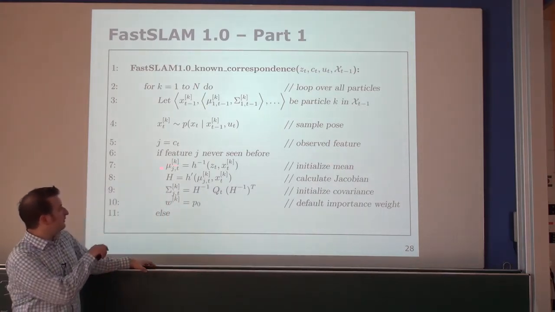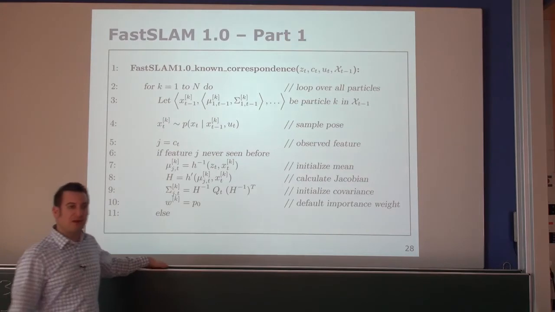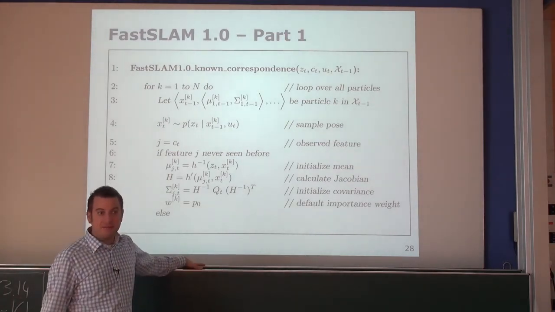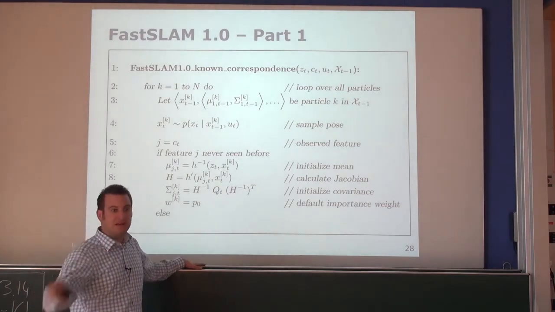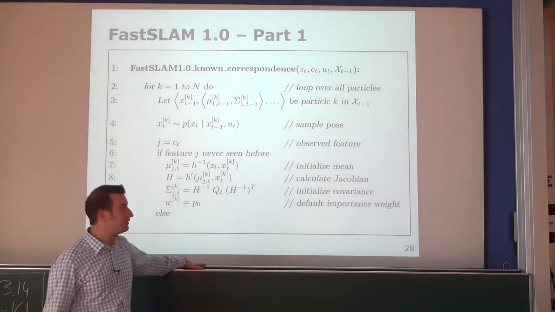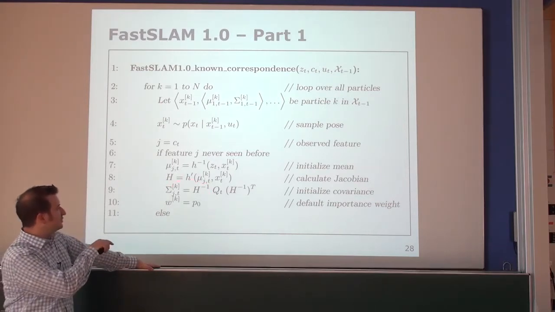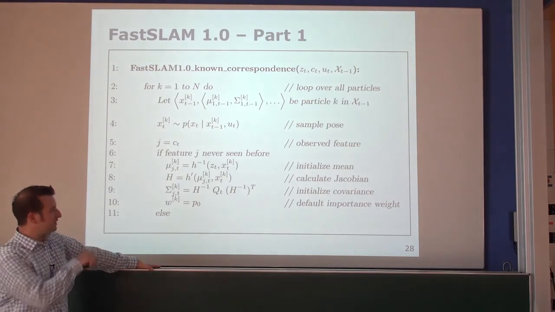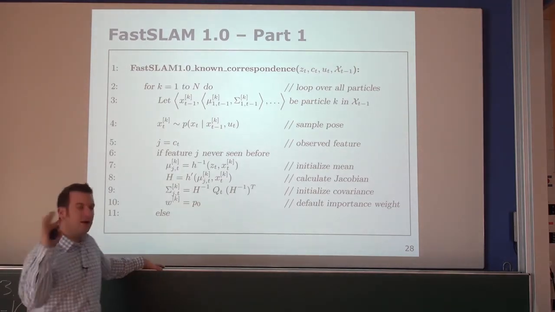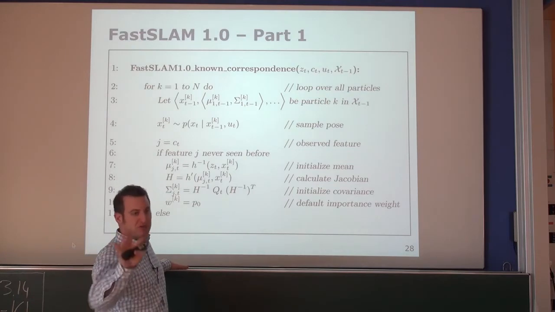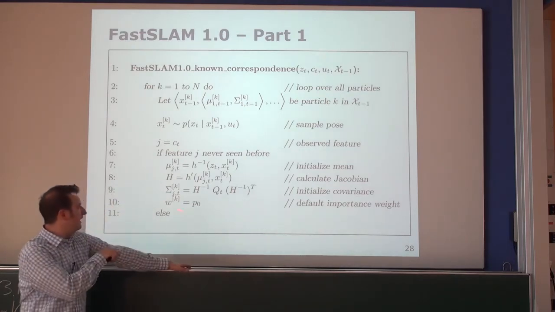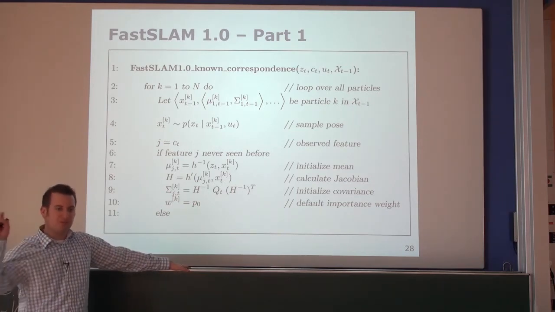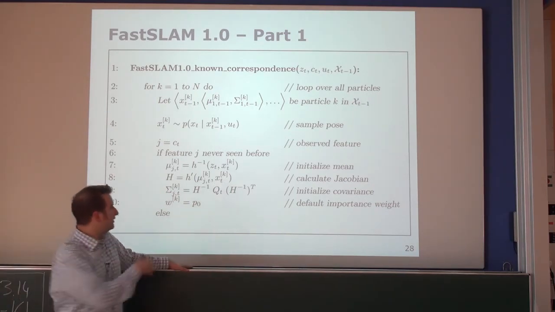What I do is compute its mean with the inverse of my observation function, exactly in the same way as was done in the EKF. So if I've never seen a landmark, I use the first observation to initialize it. I compute the Jacobian, and I compute its initial uncertainty, taking into account how certain I am about my observation and the Jacobian, and I use a default importance weight, a standard value, because otherwise it would be undefined. This is a new landmark.